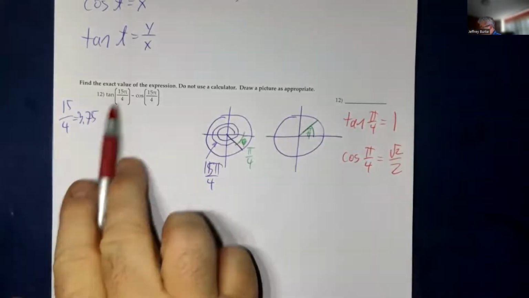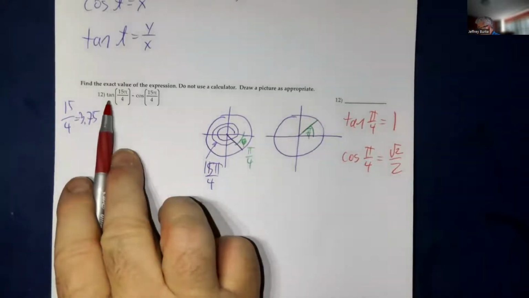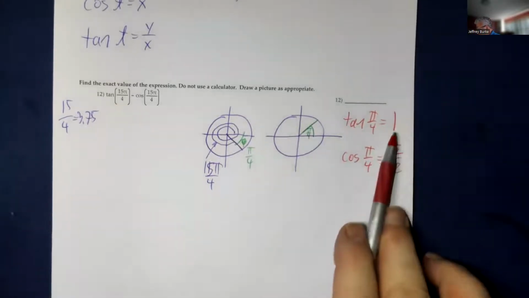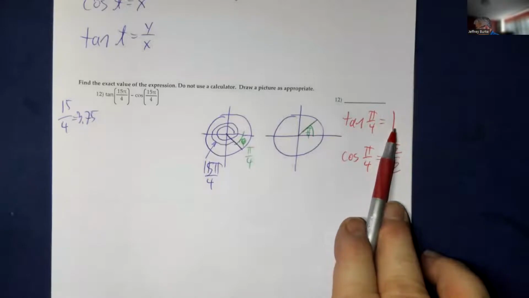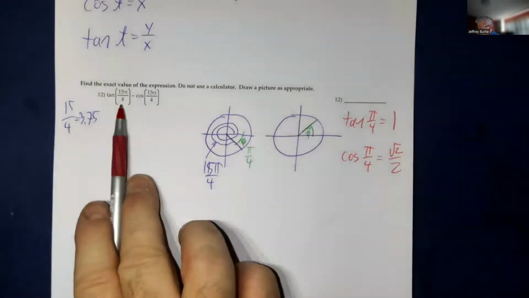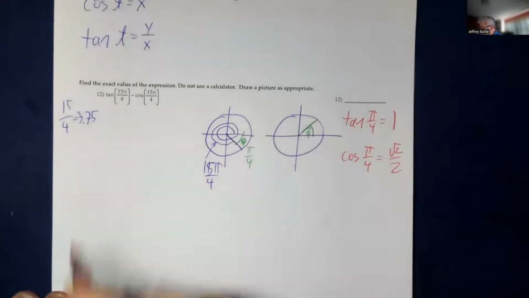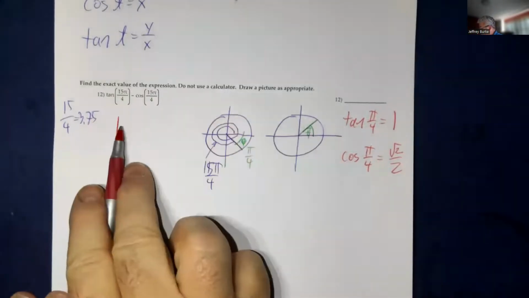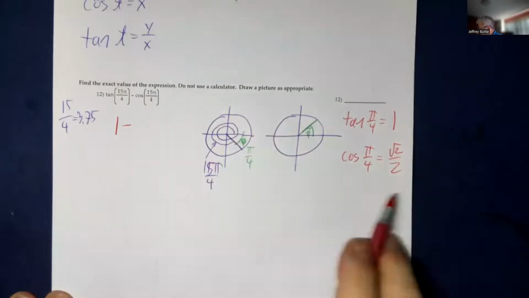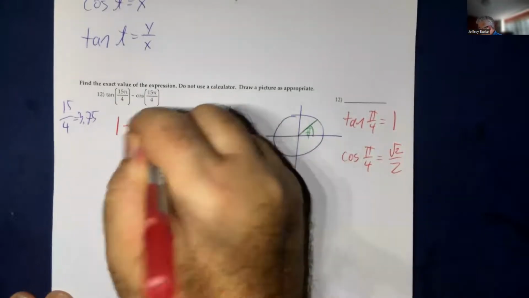Now, when we're doing this here, we are considering just the value. So if I know that the tangent of pi over 4 is 1, I'm going to know that the tangent of 15 pi over 4 is 1. We're not addressing its positive or negative yet. Okay, we'll talk about that. So this is going to be 1, and then the minus, this will be radical 2 over 2.